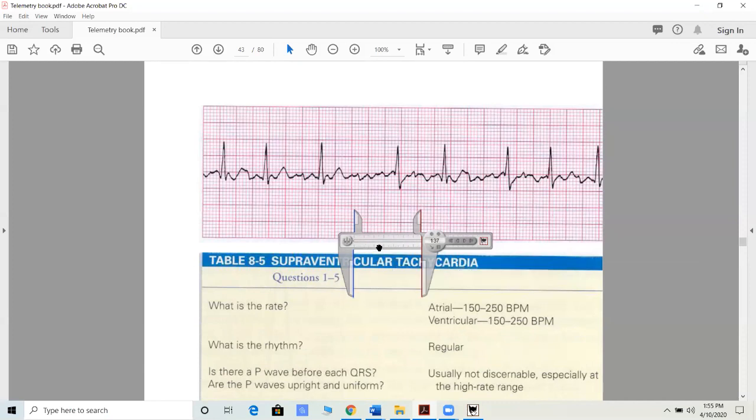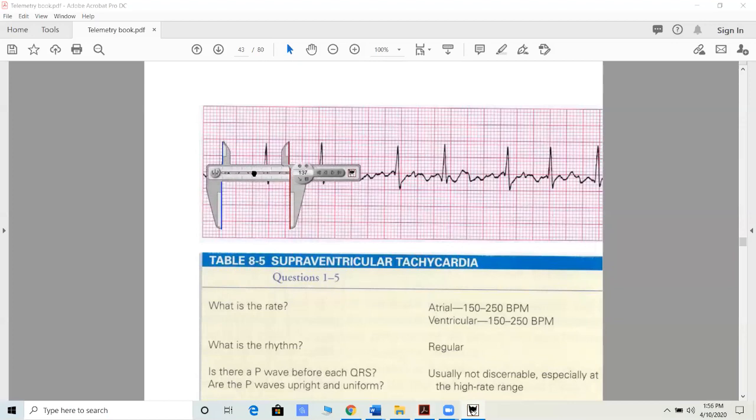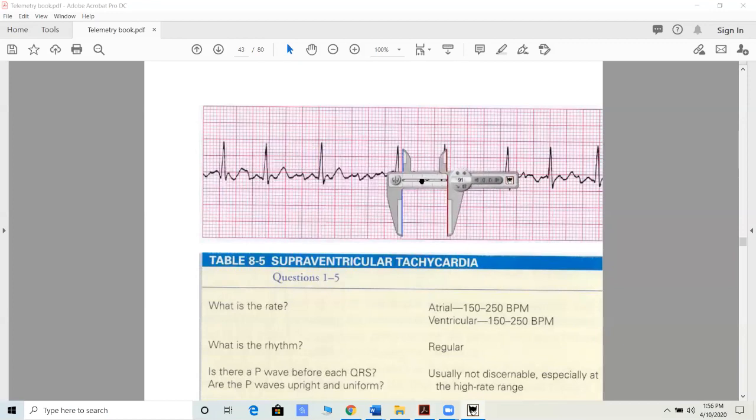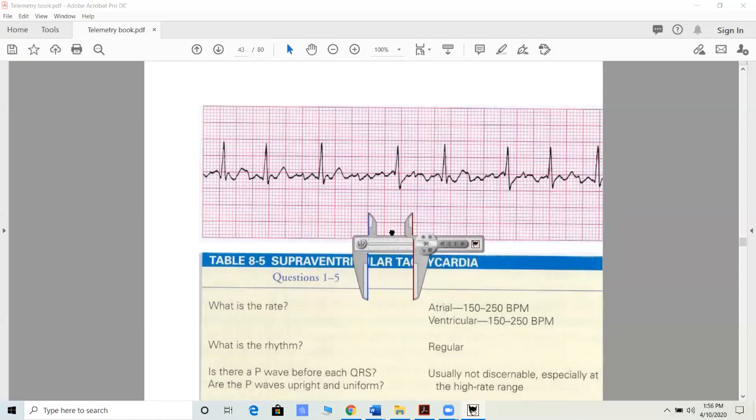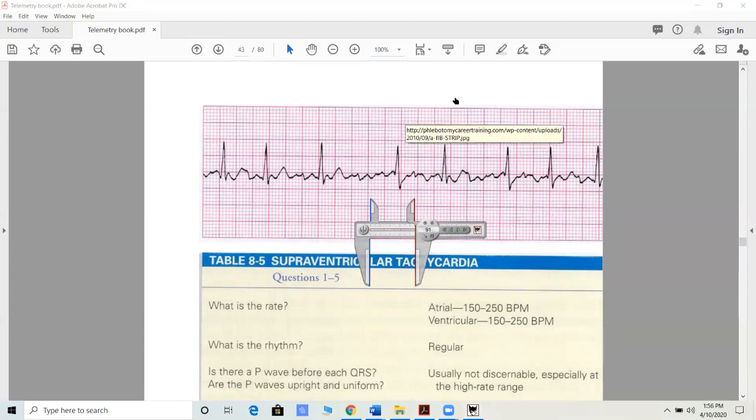You'll notice one thing in atrial fibrillation that I always call attention to: if you look at your ventricular rate, it's not normal. It's variable across the board, okay? The ventricular rate is irregularly irregular, as well as the atrial rate is irregularly irregular. It seems to be all over the place, exactly.